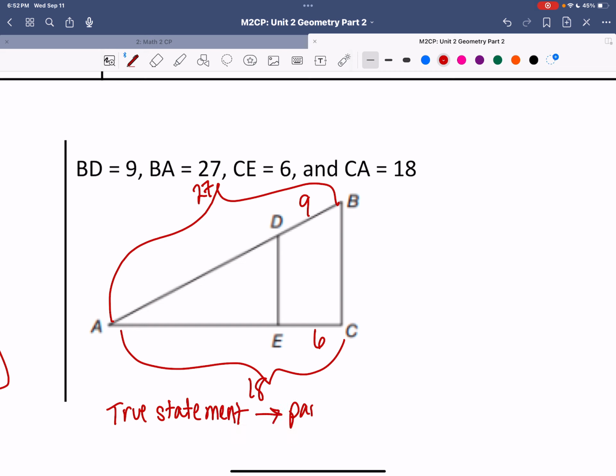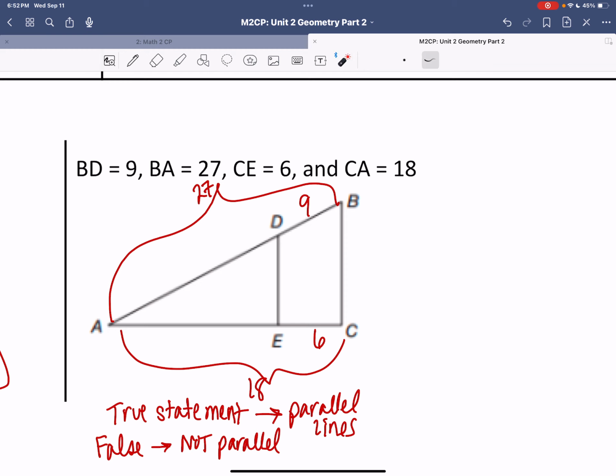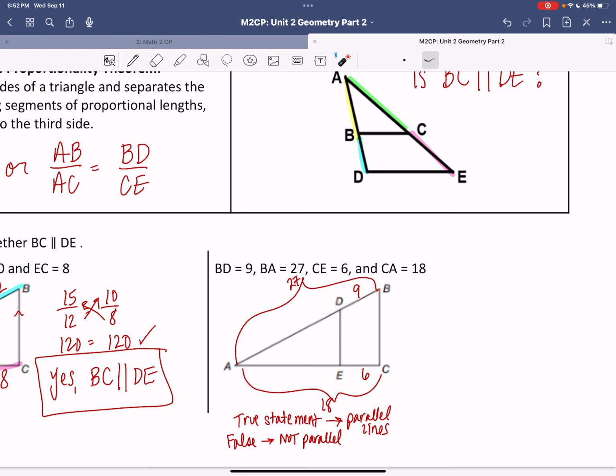Parallel lines. False statement means not parallel. All right, so you're going to go ahead, set this up, and solve to see if it's parallel or not.